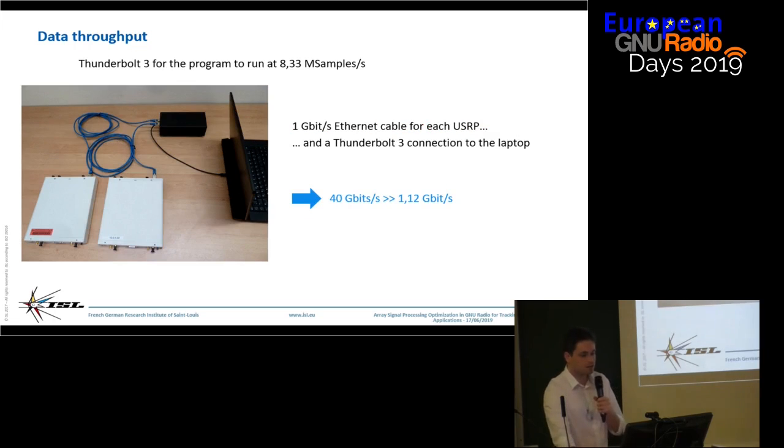And here, with 40 gigabit per second maximum data throughput for the Thunderbolt, the limiting factor will be the Ethernet cables going from the USRPs, but in our case, that's going to be enough. So that's the setup we used for the rest of our experiment.